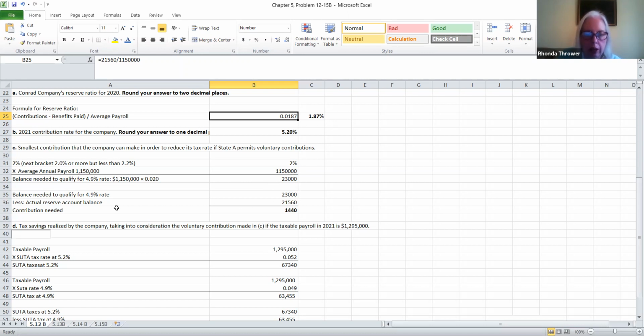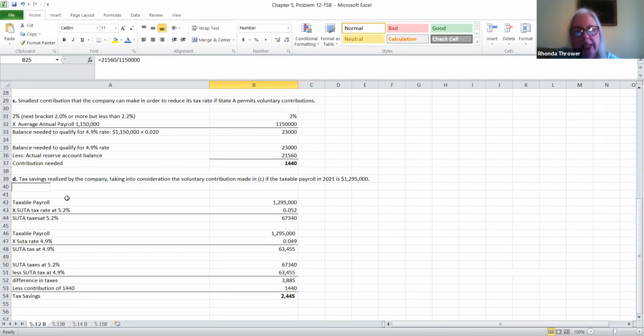The actual account balance was given at 21,560. The difference between these is the contribution that you need to get you to the next tax bracket. So if this company contributes 1,440 extra dollars, then they can go into a lower tax bracket during the next period of time.